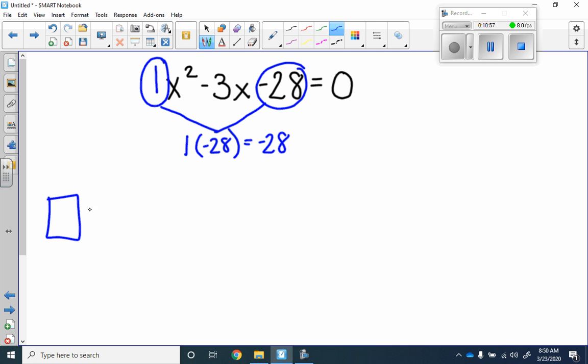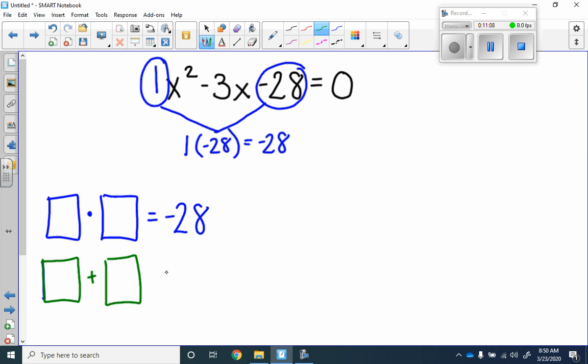So now we need two numbers that are going to multiply to get negative 28, and those same two numbers have to add together to give you negative 3. So now when I come up with my values for this, I could do 7 and negative 3. Oops, I want to switch that, sorry. I want to do negative 7 and positive 3.